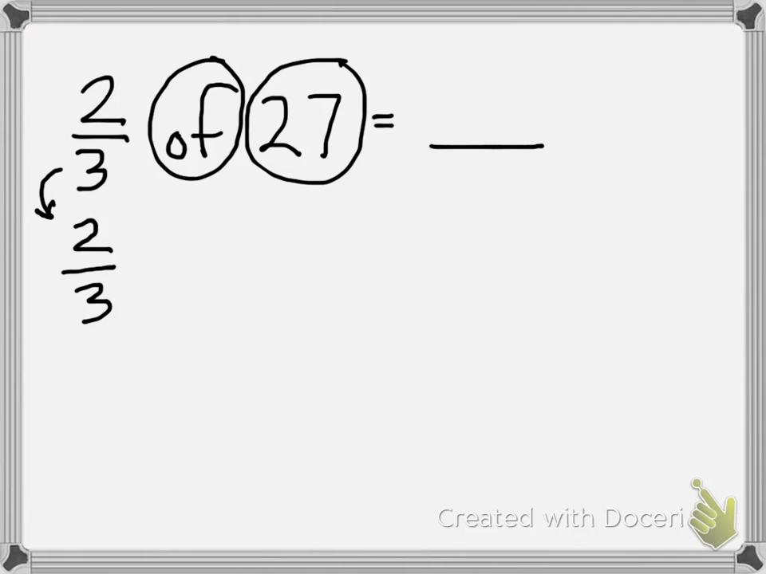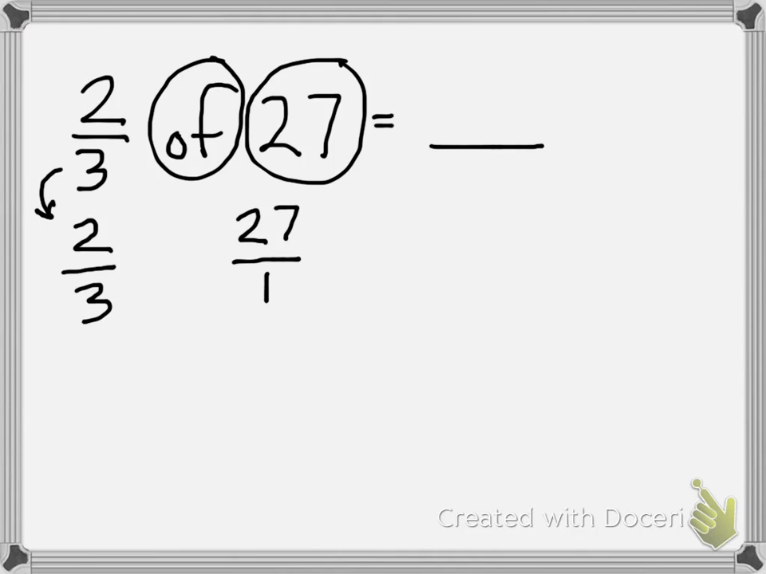Now, how do we turn 27 into a fraction? Well, when you have a whole number, in order to make that whole number a fraction, you simply put it over 1. That whole number becomes the numerator, there's your fraction bar, over 1. It really is that simple.